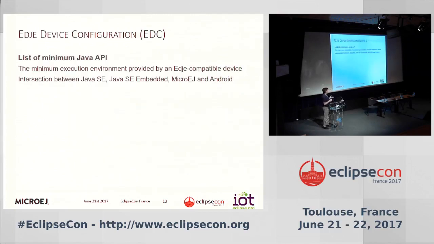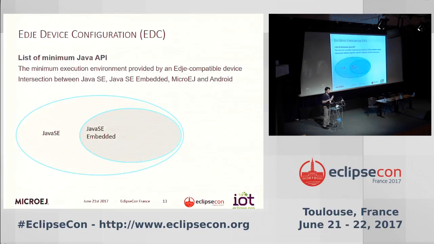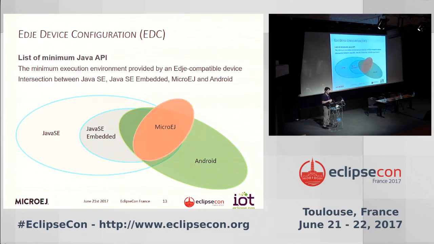So what we also define in Edge is what we call the EDC, the Edge Device Configuration. What we took is the big Java SE implementation, and Oracle already did a job of reducing it to Java SE Embedded. And Android has made its own fork of it, its own version of it, a subset plus a superset of other APIs. There is, of course, MicroEJ, which is even smaller and has its own subset. And we define EDC as the minimum common part.